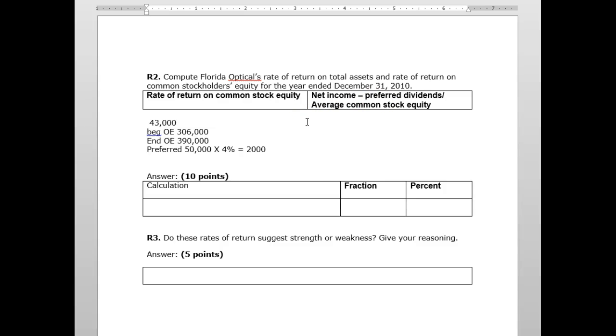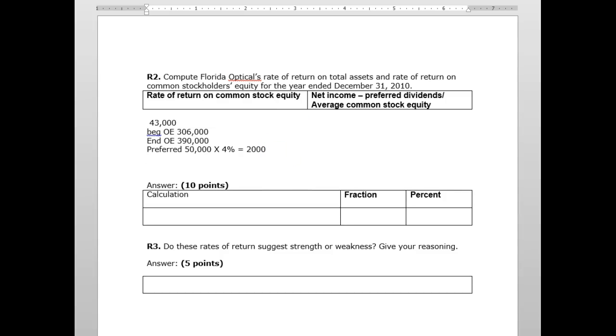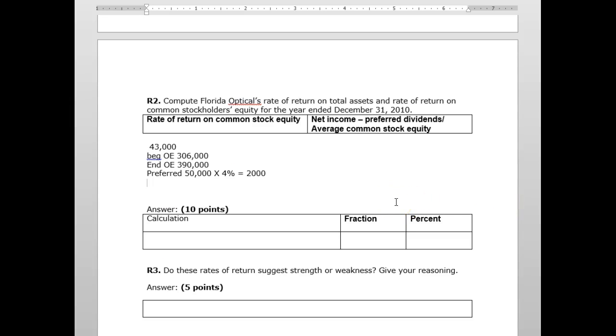Now you could also do one on the rate of return of assets, which would add one other number, which is the interest expense, which is also a given. So you should have enough information now to figure that out. What we're looking for, though, is only the common stock. I just wanted you to know that you could do a rate of return on the assets also.